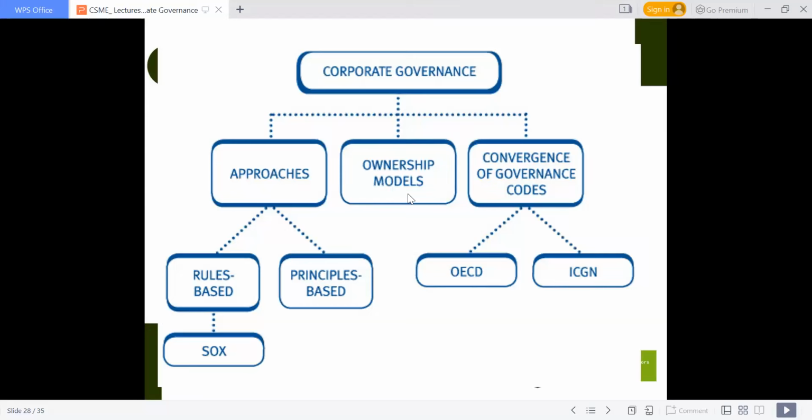So approach, we can see now, we have rule-based and we also have what we call principle-based. In the rule-based, in our corporate governance in Nigeria as well, we have corporate governance that is issued by the Financial Reporting Council for public entities. We have the one that is issued by the CBN as well, for banks. So one of the best examples of rule-based is the Sarbanes-Oxley Act, and that is in the US. The US Corporate Governance Code is the Sarbanes-Oxley Act.